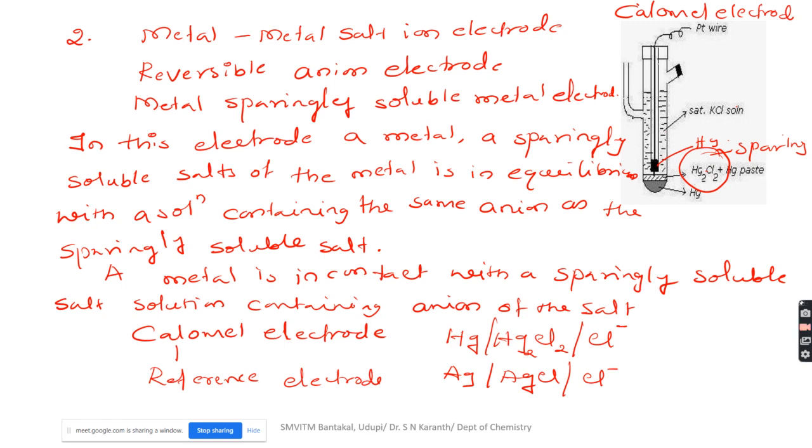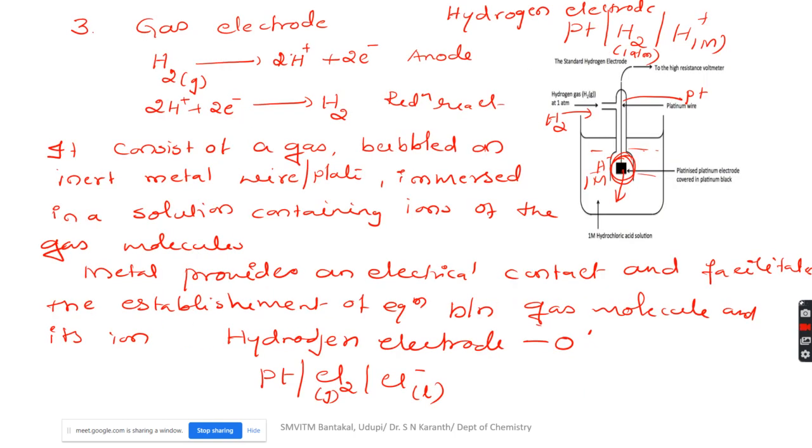Next, the metal, metal salt ion electrode. In this electrode, a metal is in contact with a sparingly soluble salt of the metal, which is in equilibrium with the solution containing the same anion of the sparingly soluble salt. Examples are the calomel electrode or the silver, silver chloride electrode.